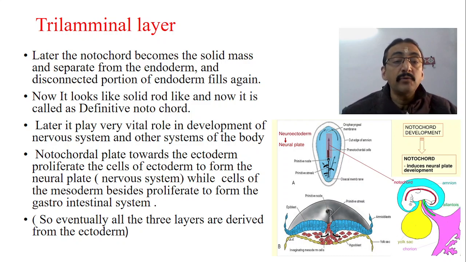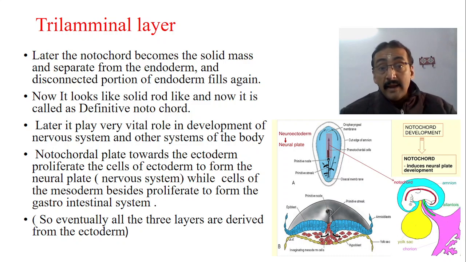The cells will undergo proliferation to form the neural plate. That neural plate in future plays a very important role in the formation of the nervous system, while cells of the mesoderm proliferate to form the gastrointestinal system. Everything has been given in the figure.